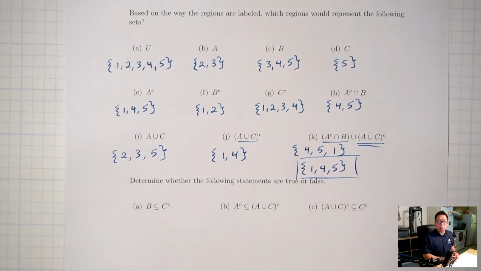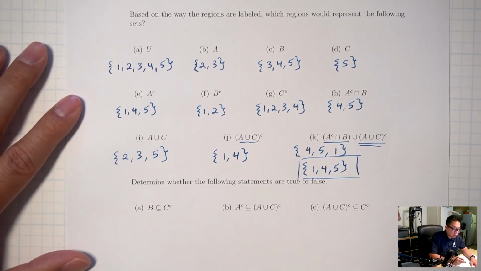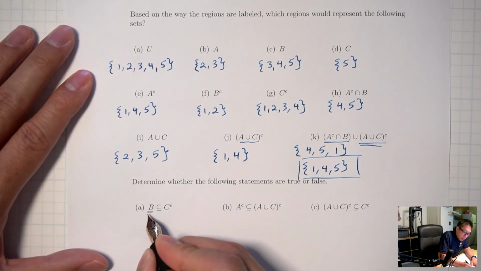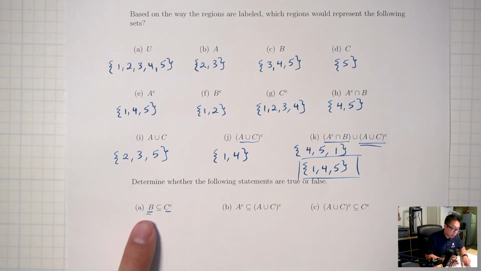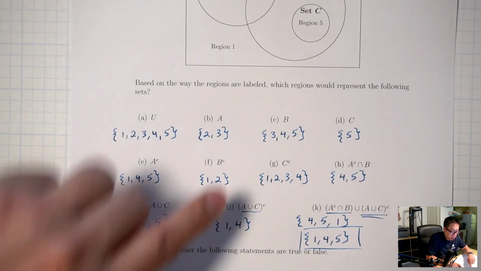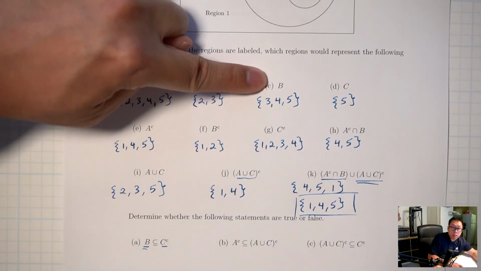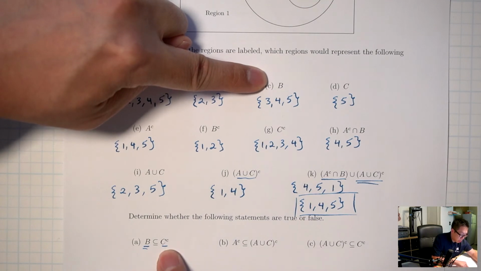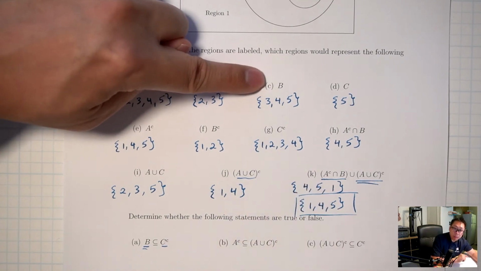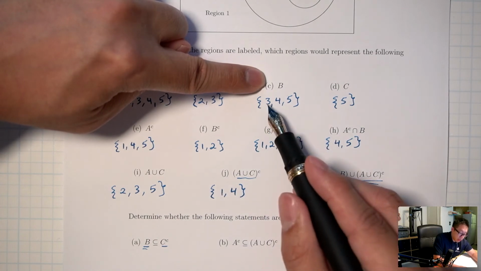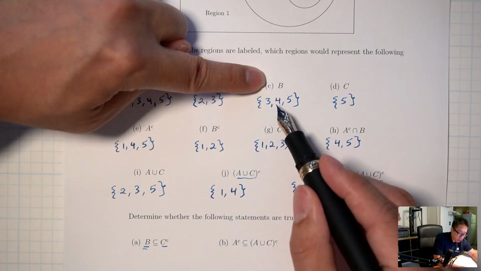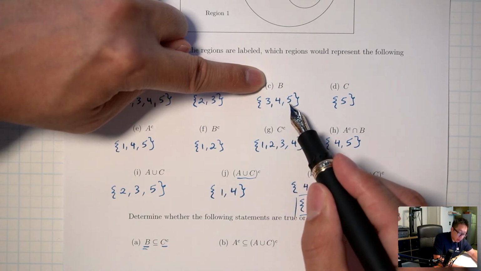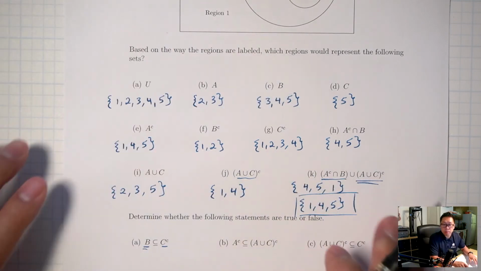Next part here: determine whether these statements are true or false. These are subset symbols. So this is asking, is the set on the left a subset of the set on the right? The set on the left is regular B, which is right here. The set on the right is C complement, which is right here. Start with the set on the left and ask yourself, is everything in the set on the left also in the set on the right? 3, is 3 in there? Yes. 4, is 4 in there? Yes. 5, is 5 in there? No. So that's going to be a false.